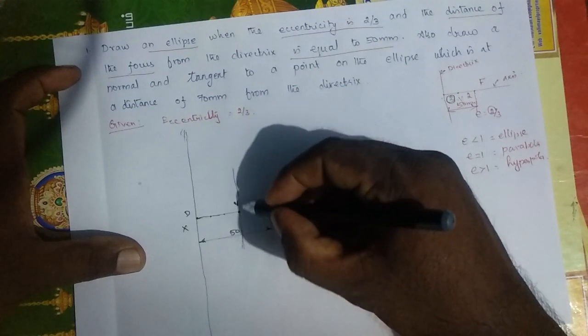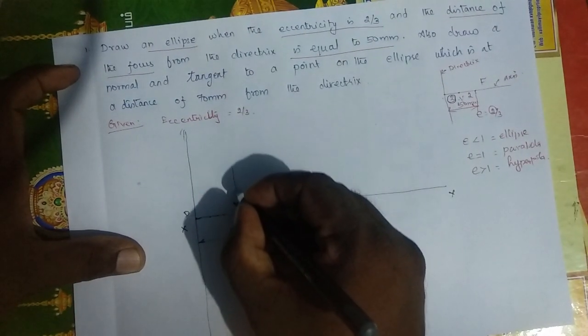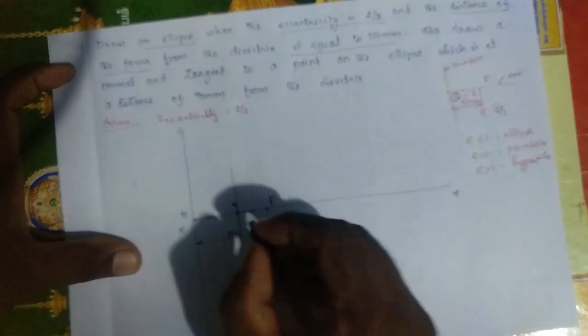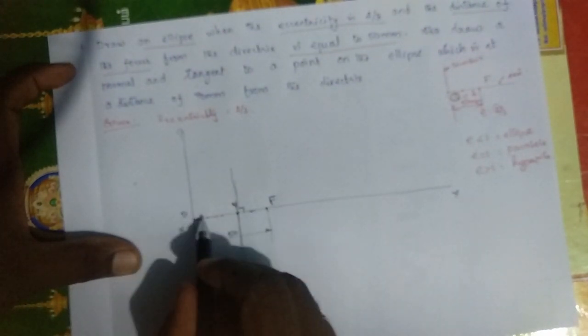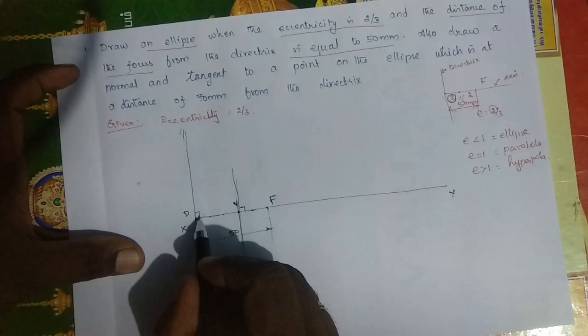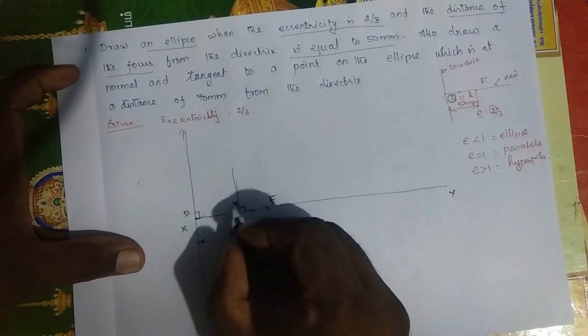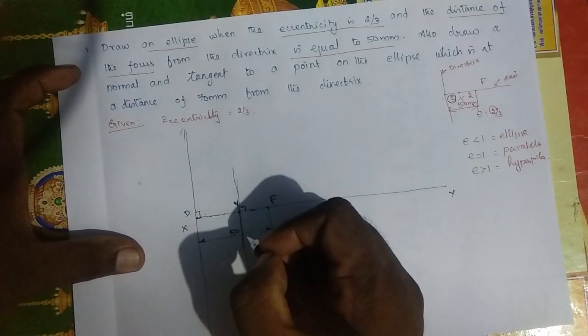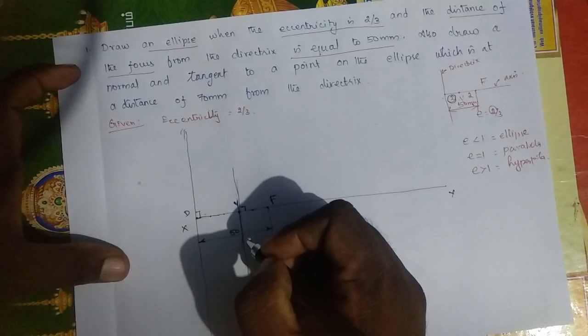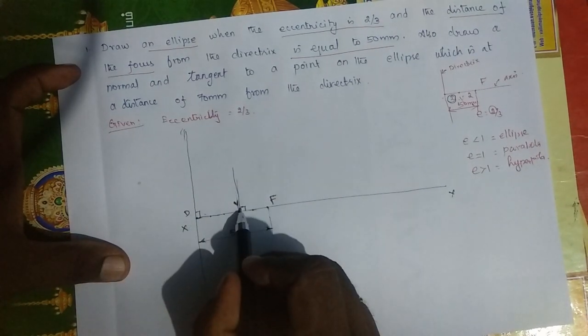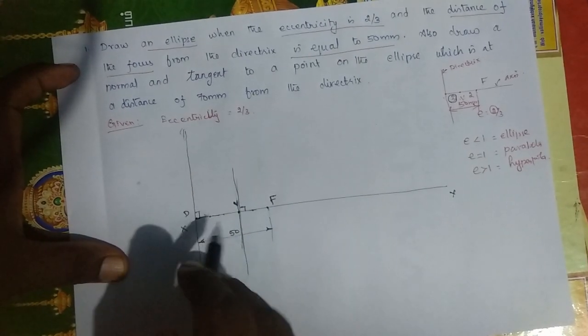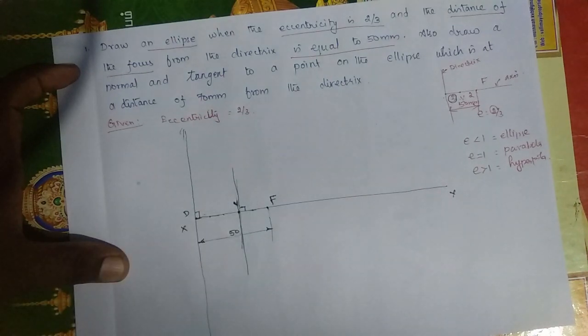Now I am going to draw the perpendicular line through the point V. So that should be perpendicular. That is very important. Always the axis and the directrix are also perpendicular, and then through the point vertex we need to draw a line. So that also is perpendicular. This perpendicularity is very important. Perpendicularity is nothing but it should be 90 degrees.